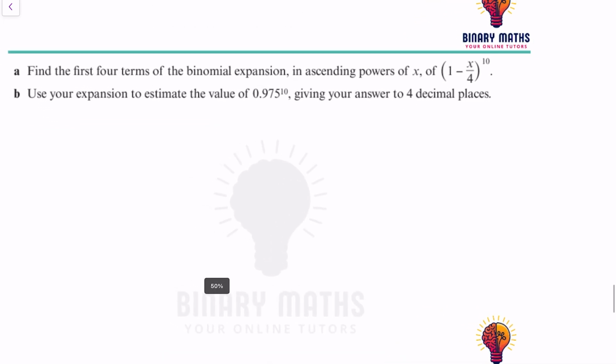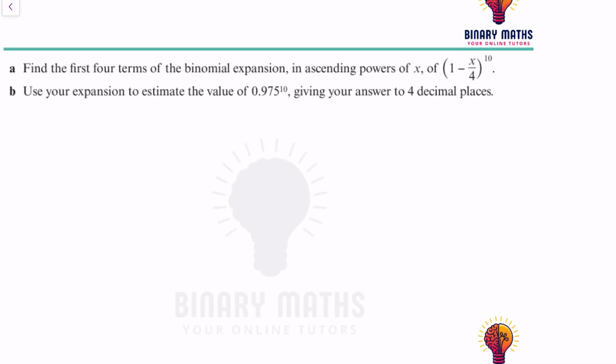Okay, you also need to remember I said we should be able to approximate using the binomial expansion. So let's do a few examples of these. So part A, find the first 4 terms of the binomial expansion in ascending powers of x, or increasing powers of x, of 1 minus x over 4 to the power of 10.